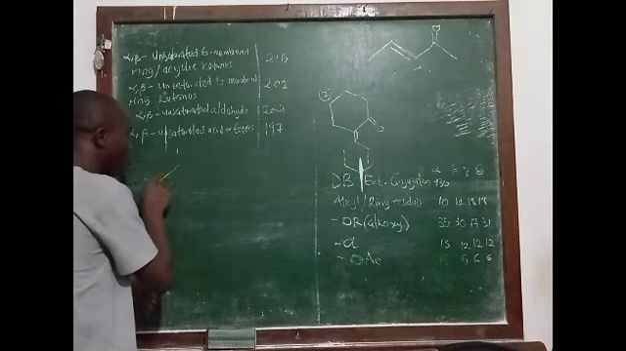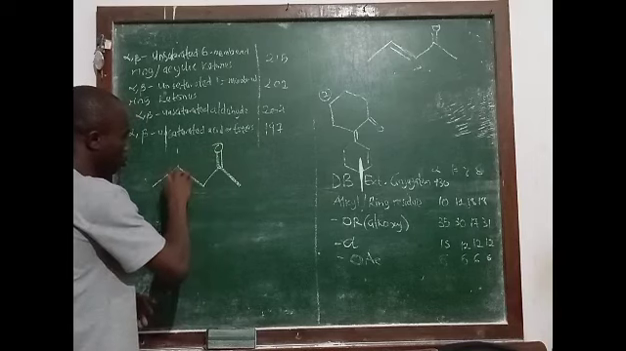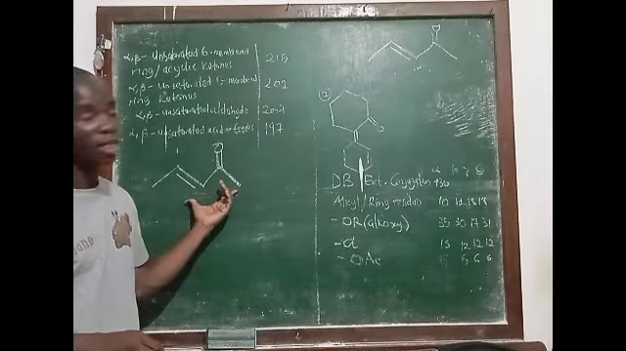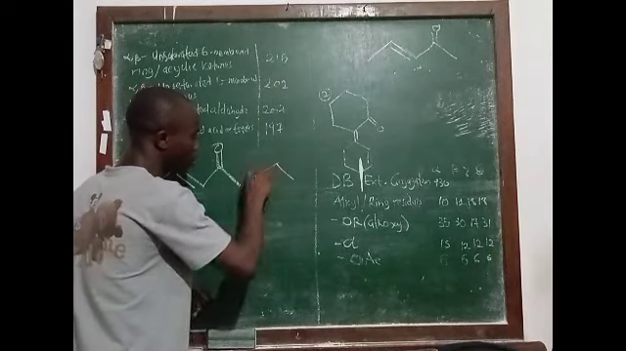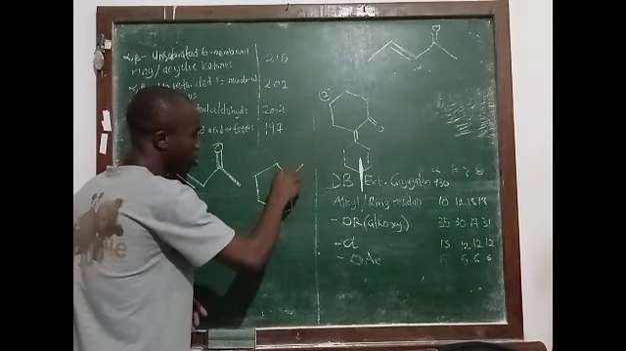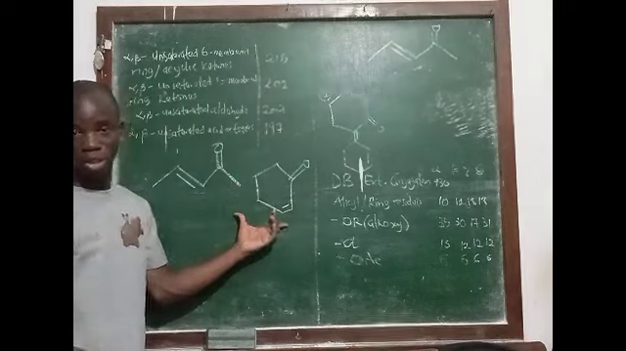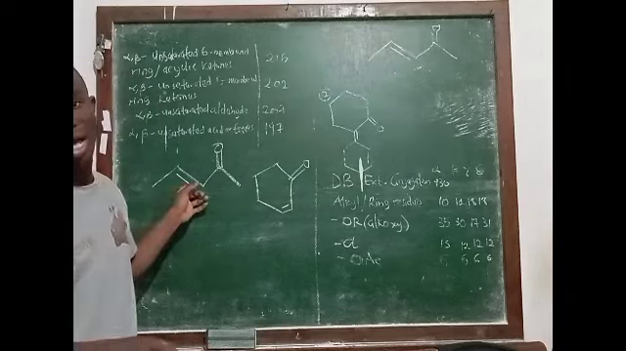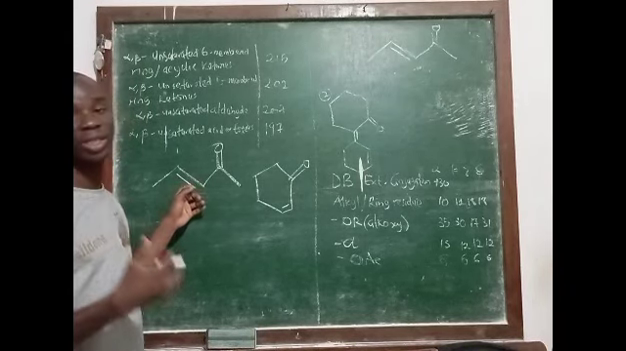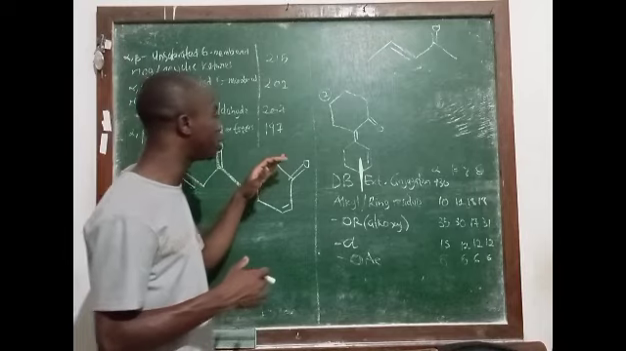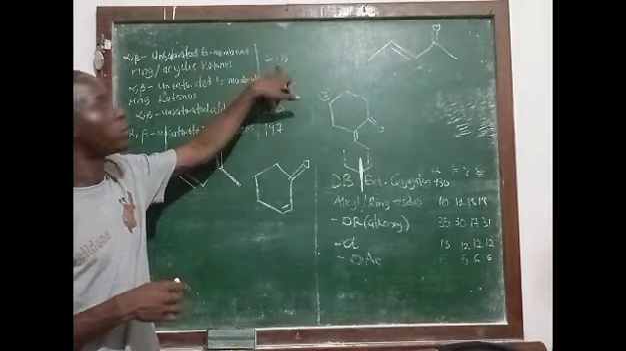Last, you can have something like this. So this is an acyclic ketone that is conjugated. This is a 6-membered ring ketone that is conjugated. So for any of these being present in any given conjugated carbonyl compound, the basic or parent lambda value for them is 215.